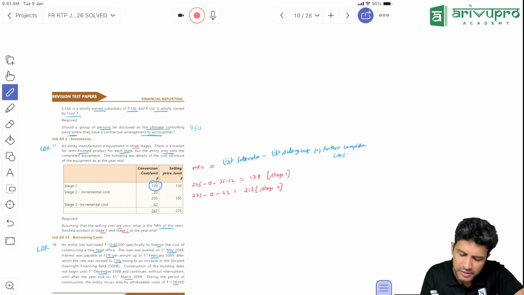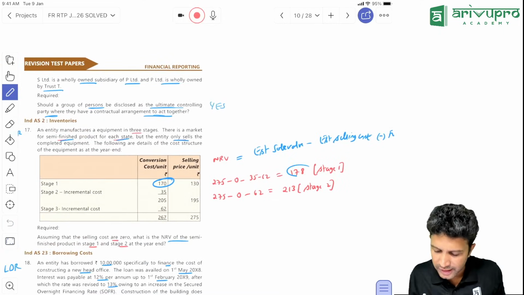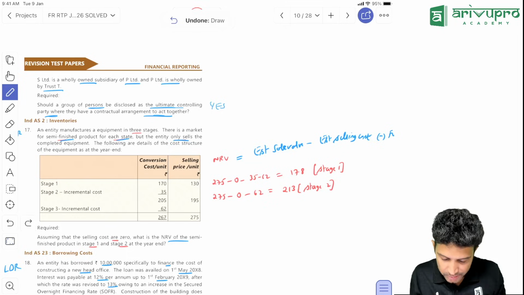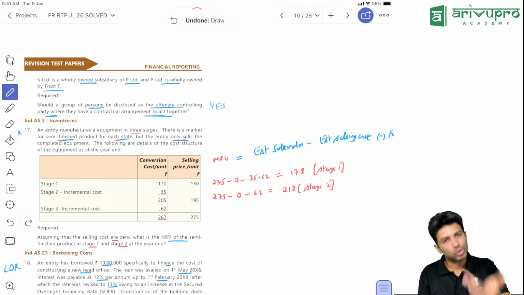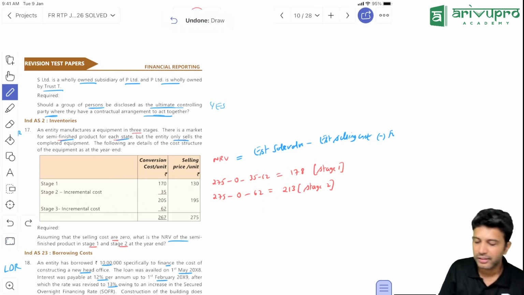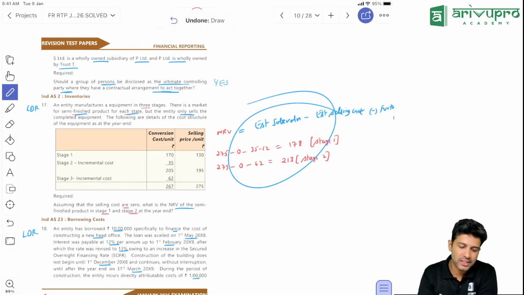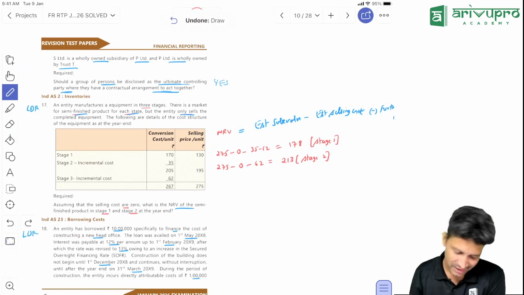And the valuation will be the same: cost or NRV, whichever is lower. Compare. In the first stage, cost is 170, NRV is 178. Inventory will get valued at 170. In the second stage, total cost is 205, NRV is 213. Again, it will get valued at 205. Then 267 or 275, whichever is lower. Like that. They did not ask for valuation, they only asked for NRV determination. A very simple question. This is all the answer for this. Okay, fine.